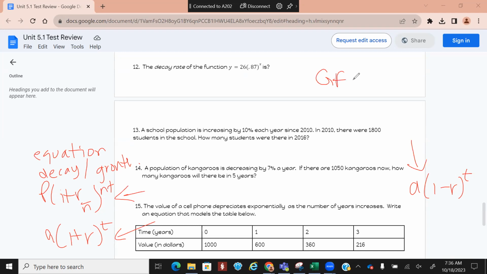What's the difference between growth factor and growth rate? Growth factor is 1 plus your R. Again, I cannot tell you that. Growth rate is just R, whatever your R is. So if they give you something like 5 times 1.25, what is our growth factor? 1.25. Our growth rate is 0.25. Let's see where I get that from. Growth factor is 1.25 on that problem. Growth rate would be 0.25.